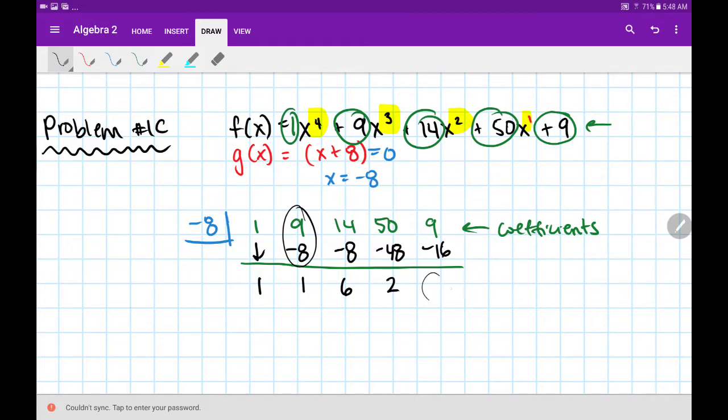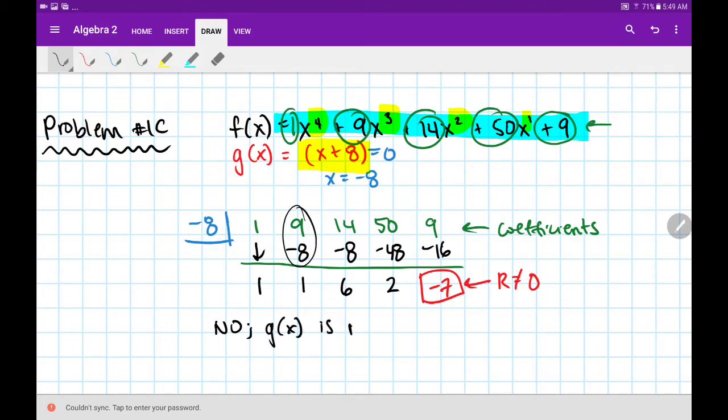I already can tell this is not going to be a factor because our remainder is not 0. 9 minus 16 is -7. Our remainder is not equal to 0. That means that this g of x did not go evenly into our big polynomial. If it doesn't go evenly in, it means it's not a factor. So no. I want you to write out this entire sentence: No, g of x is not a factor of f of x.